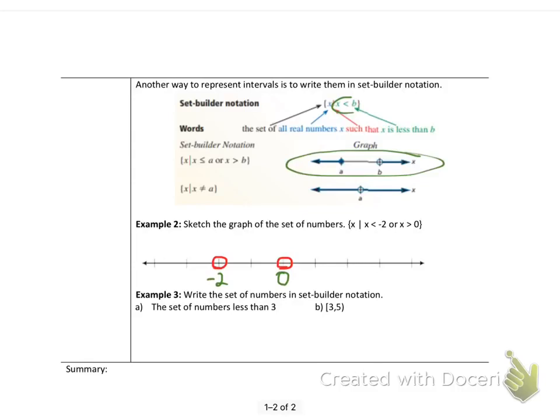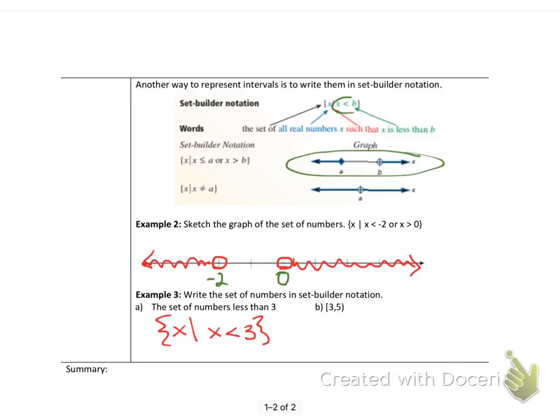Now, if x is less than -2, that means everything is going to the left of it. And if it's greater than 0, it's going to the right. And that's it. Now let's write these in set builder notation. So the set of numbers less than 3. Well, I'm going to call the set of numbers x. So I have a brace, x, such that x is less than 3. Well, I would write that as x is less than 3. And there you go. That's it.